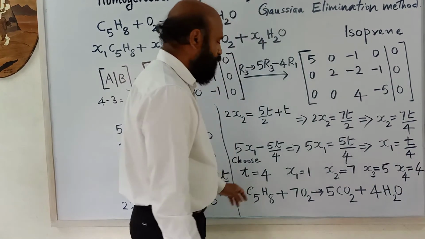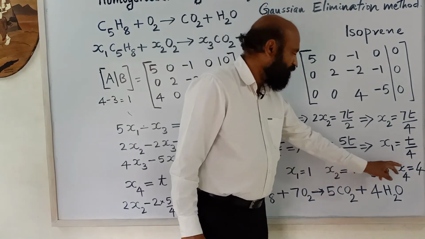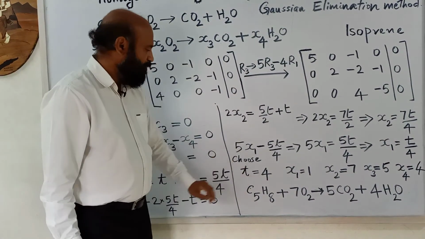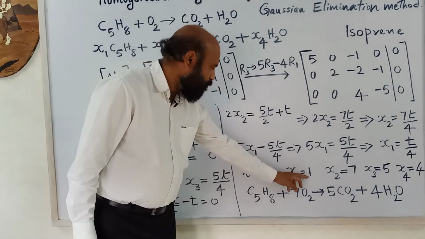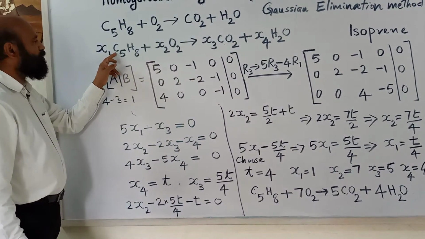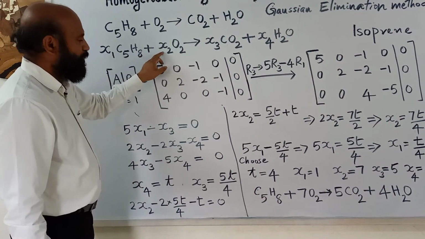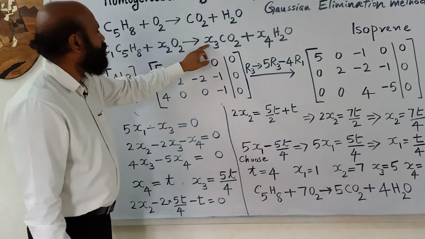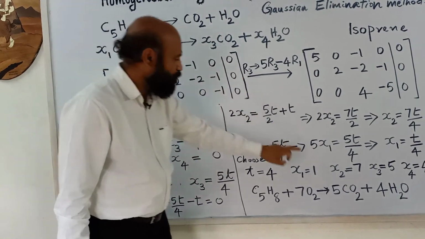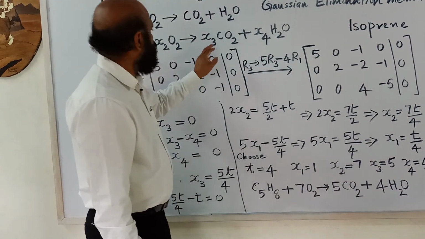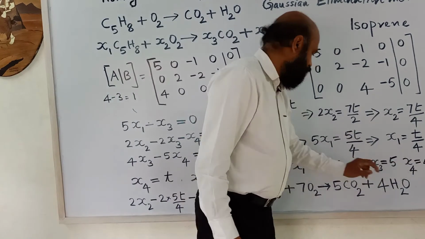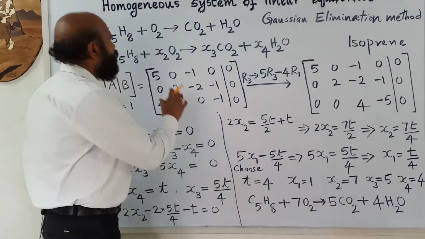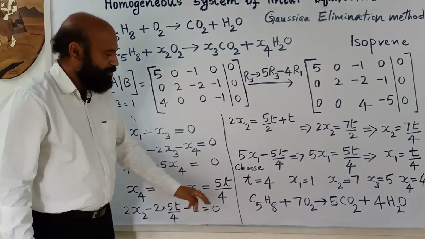Now we got x1, x2, x3, x4, so you substitute these values here. x1 is 1, so 1 C5H8 plus x2, which is 7, x3 is 5, and x4 is 4. So using the Gaussian elimination method, we could balance this chemical equation.